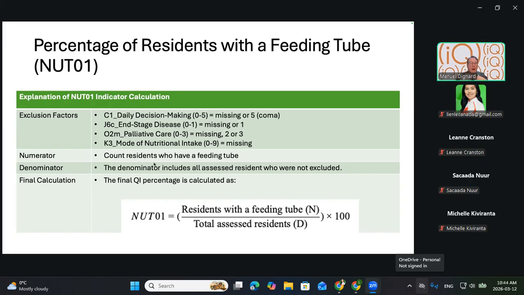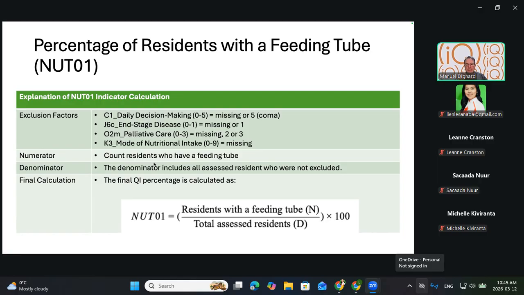So why does this indicator matter, right? Feeding tubes are sometimes necessary. However, they should be used thoughtfully. High rates can prompt further investigation into care planning, into informed consent, whether alternatives like modified diets or supportive feeding strategies have been tried. Facilities may also use this indicator to monitor alignment with the residents' goals of care, especially with those with advanced dementia.